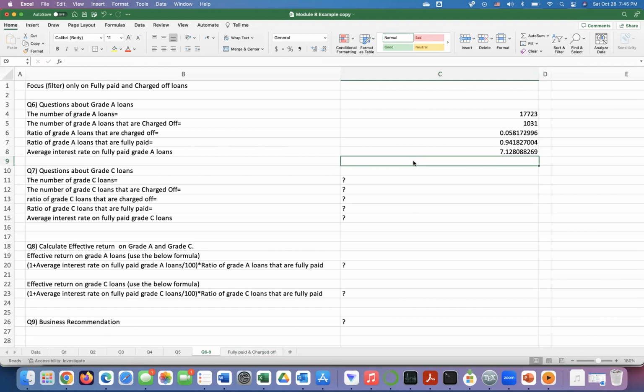Okay, that was about grade A loans. Now let's switch to grade C loans. Grade A loans are loans that banks are pretty sure customers are going to pay back. They're worried just a little bit. Grade C loans, however, are more risky. Fewer people pay them back. So let's do some calculation here.